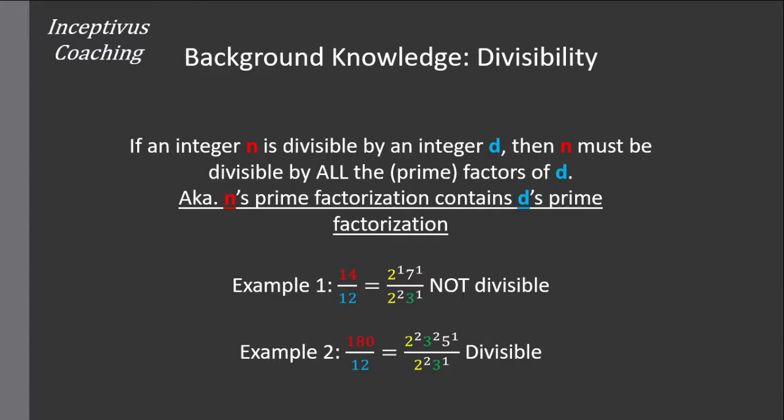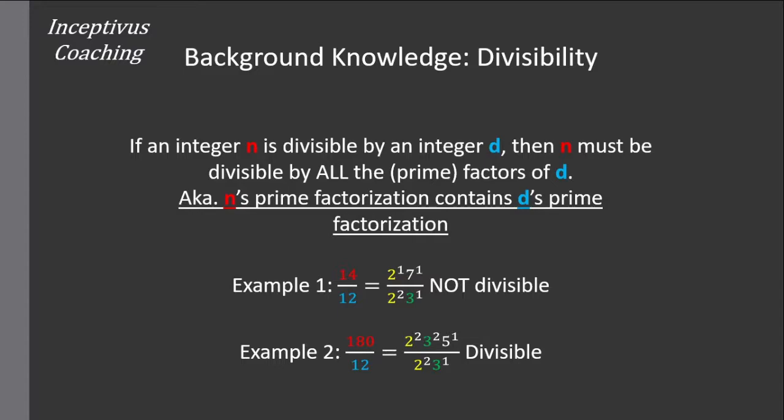We see that the two factors of 2 on the bottom inside the 12 are actually not contained on the top, right? So that means 14 doesn't have enough 2s to divide out the two 2s on the bottom. In addition, 14 cannot accommodate or divide out the 3 on the bottom. Therefore, because there isn't enough accommodation for 2 and 3, 14 is not divisible by 12.